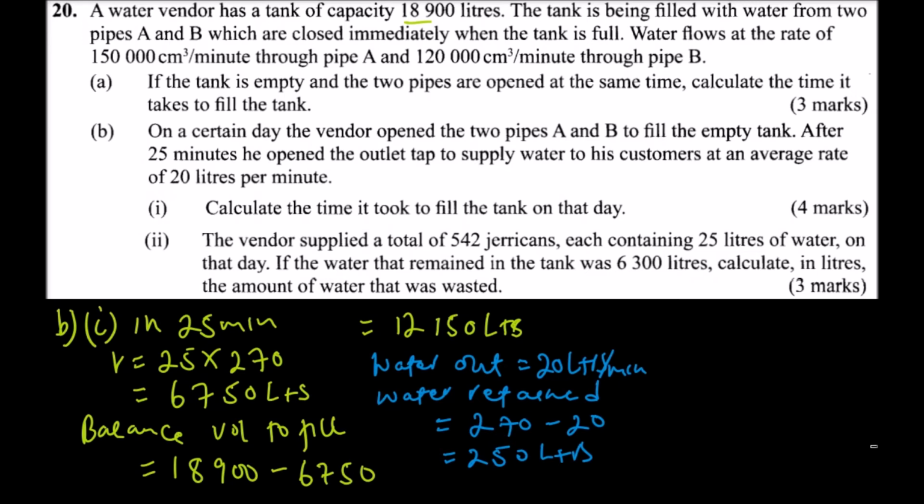So to get time, we say time is equal to the balance that was to be filled, that is 12,150 liters, you divide by what is being retained after supplying 20 liters of water to the customer. So you divide by 250, and when you divide that, you'll be able to get 48.6 minutes.